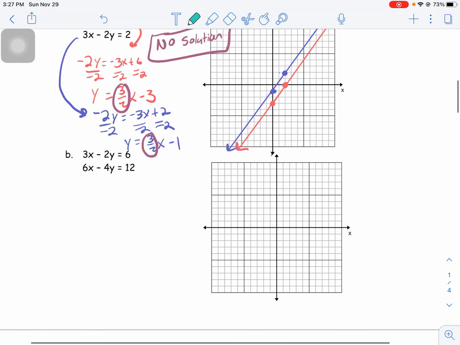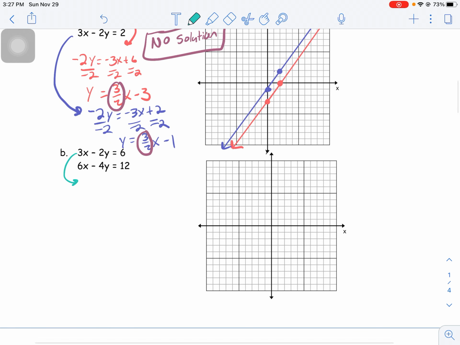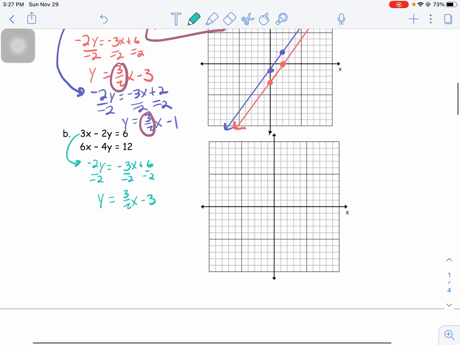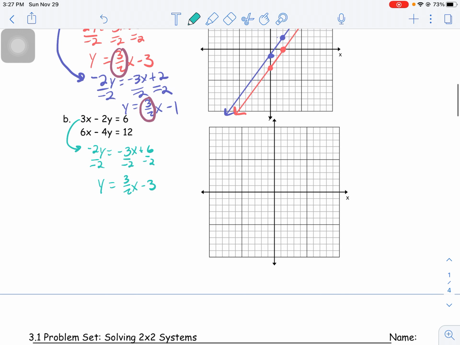The next example, we are going to, again, subtract 3x from both sides. So negative 2y is equal to negative 3x plus 6. Divide everything by negative 2. You get y is equal to 3 halves x minus 3. So that's negative 3, 1, 2, 3. Up 3, 1, 2, 3 to the right 2. There we go. Graph this line.